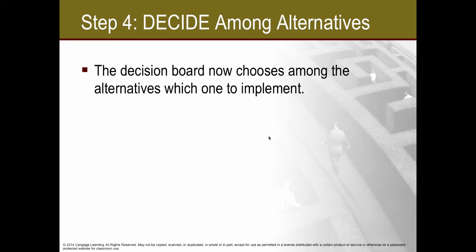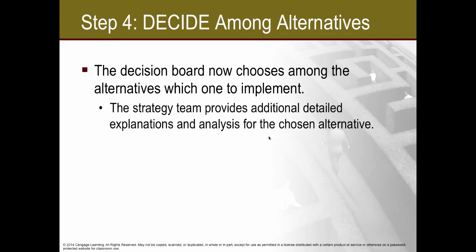So basically we have the decide, which is step number 4. Now the alternatives are given, evaluation is being done, comparison is being done, risk and return is being done, and then you have to make a decision. They can provide additional details, explanations, and also analysis for the chosen alternative. Why they really chose this type of alternative.